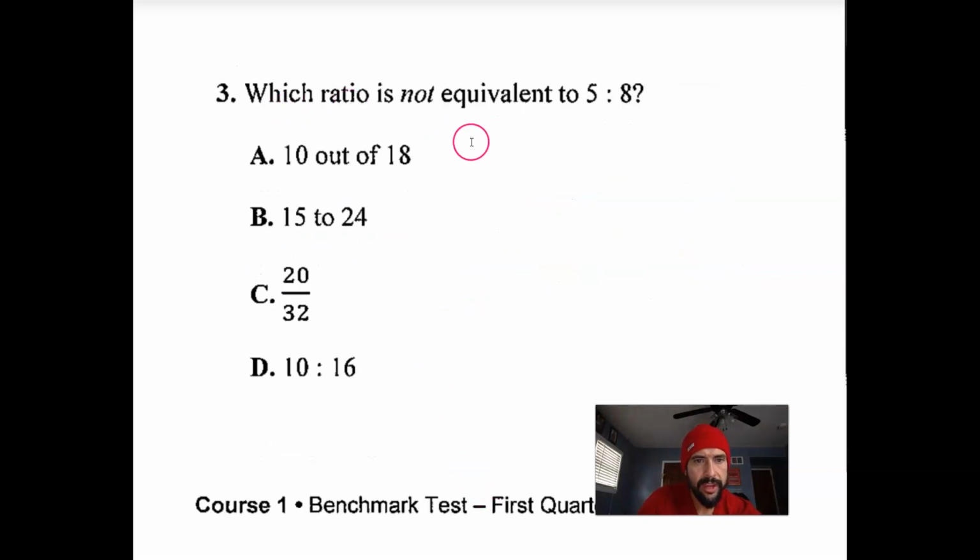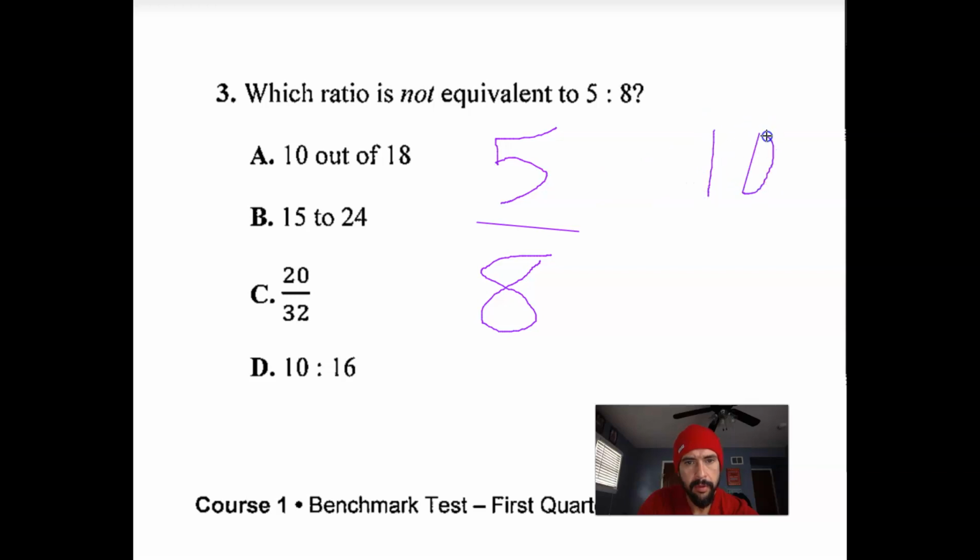For number 3, it says which ratio is not equivalent? So we have to think, if this is a ratio, we could basically write it as a fraction, right? 5 over 8. So then over here, 10 out of 8. I have 10 on top. And this is out of 18. I'm sorry, I said 8.